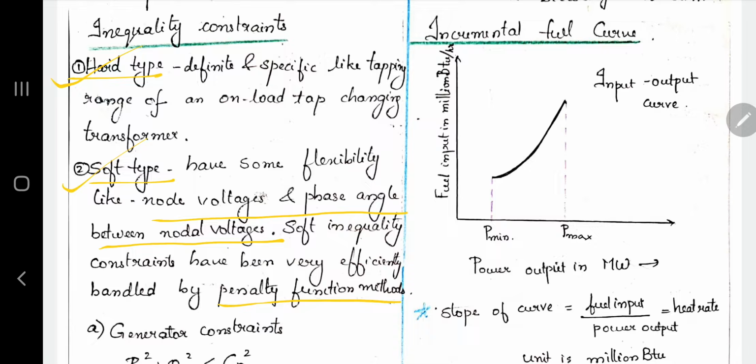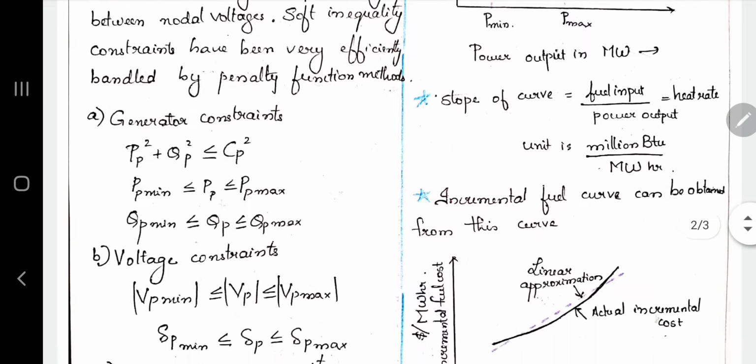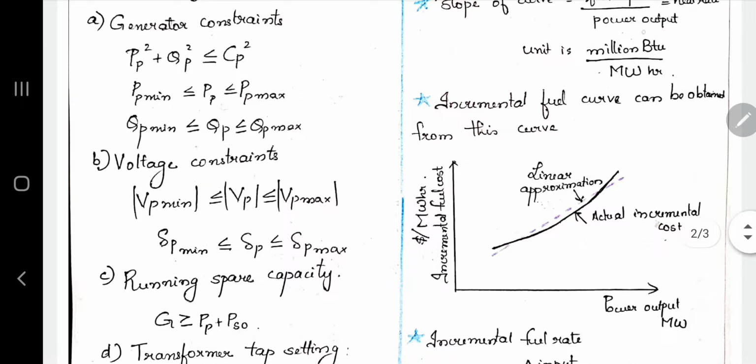I'll be just giving you some constraints only. I'm not going into a detailed explanation of each of them. Those who want further study, you may go through the textbook. Okay, so generator constraints. There are different inequality constraints. The first one is the generator constraint.